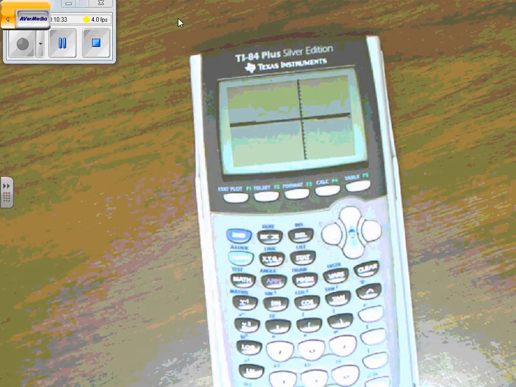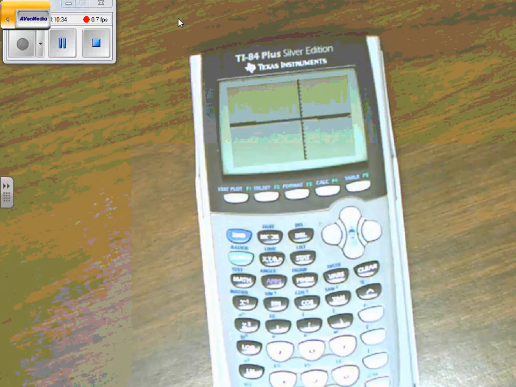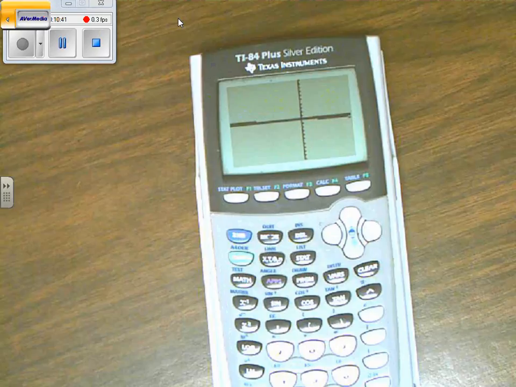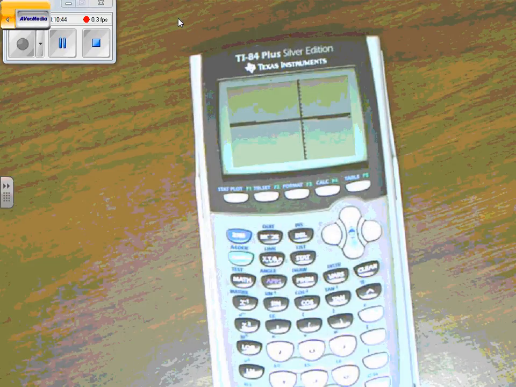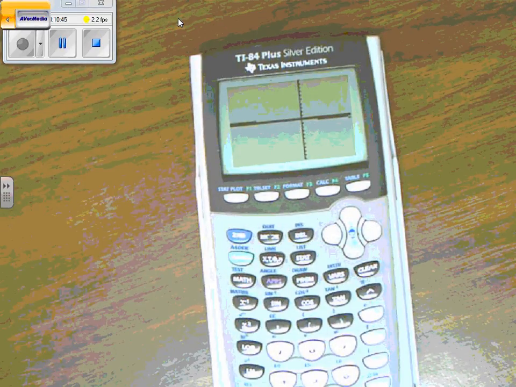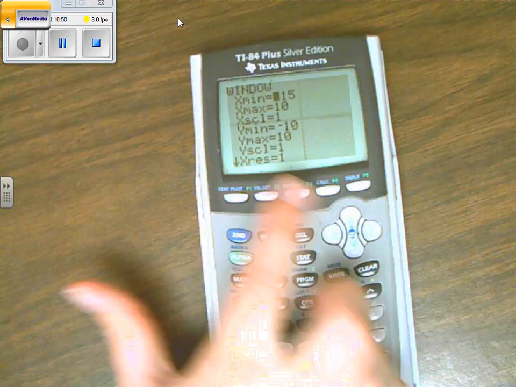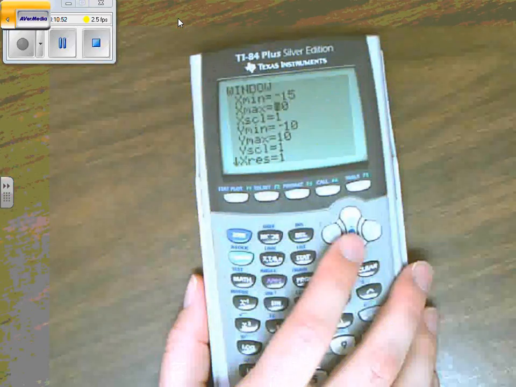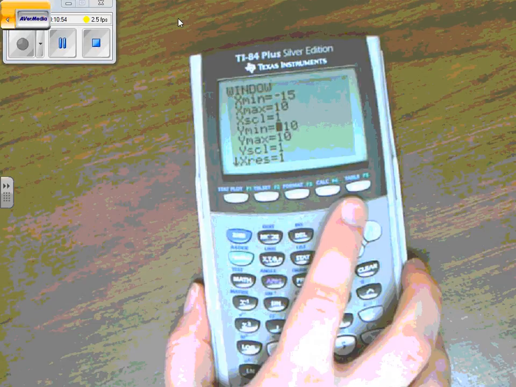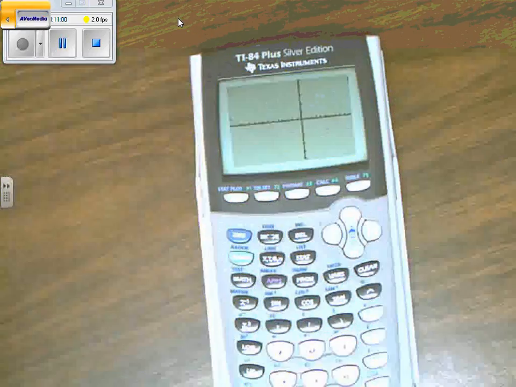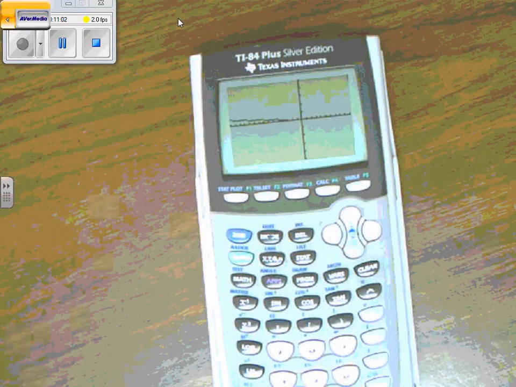Notice I have a hard time seeing anything, right? My window is probably -10 to 10. Actually, it looks like something farther left. But it looks like maybe if I zoom in on my y-axis a little more, I can see better. So I'm going to go to Window, don't just push Zoom, and I'm going to change my y-min to be a smaller number, like -5 to 5. You may even want to go farther than that.